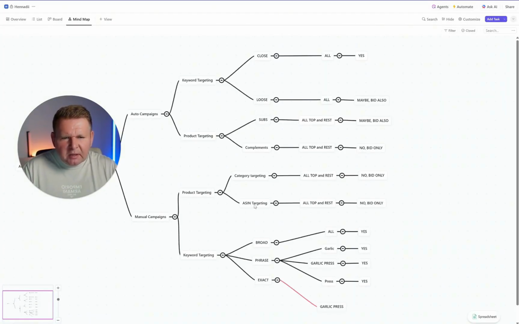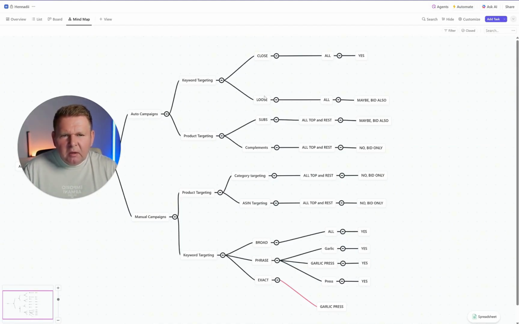That means our campaigns targeting ASINs, as well as our category campaigns, neither substitutes nor complements, may also not provide this information in the search terms report. Therefore, even though we don't see any overlap in the search terms report, we need to go into our product targeting campaigns and check to make sure that the top and rest bids in these campaigns are not higher than the bids in our broad, phrase, or exact campaigns that are targeting this keyword.